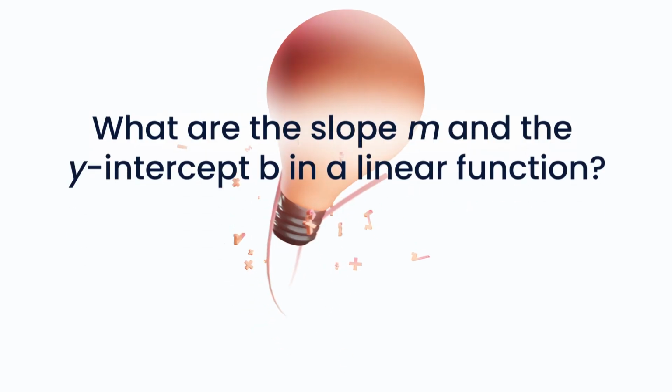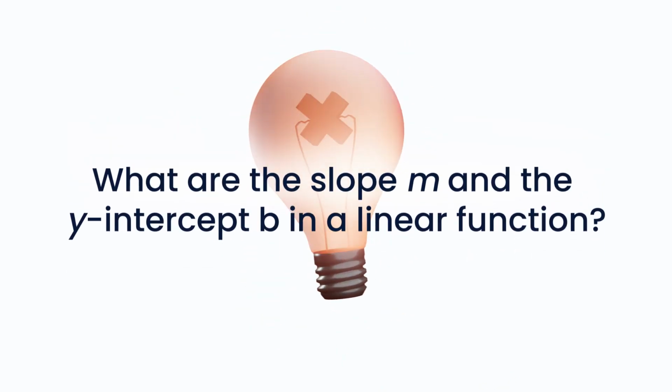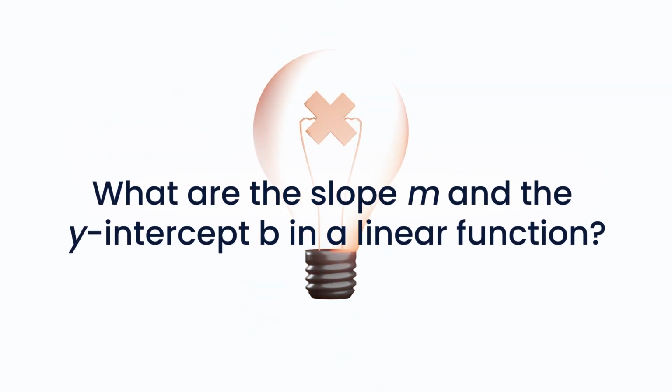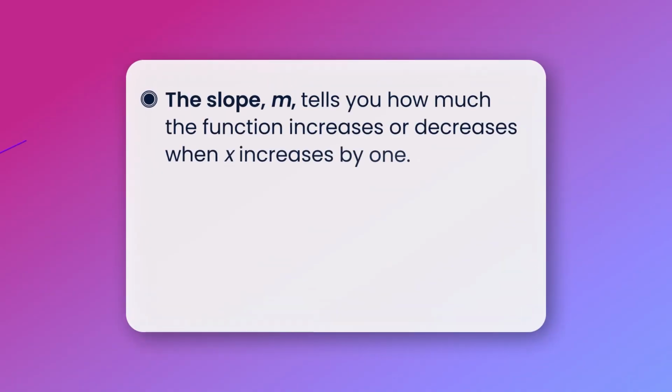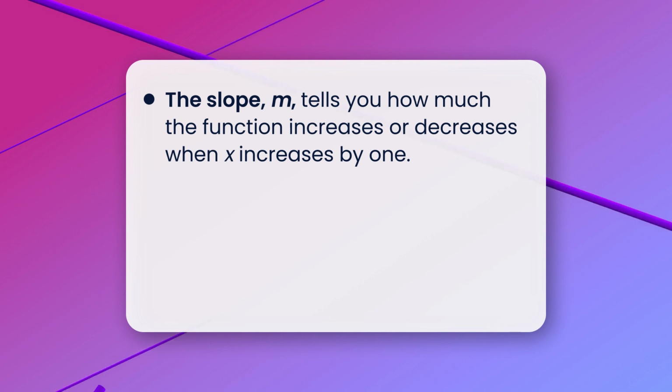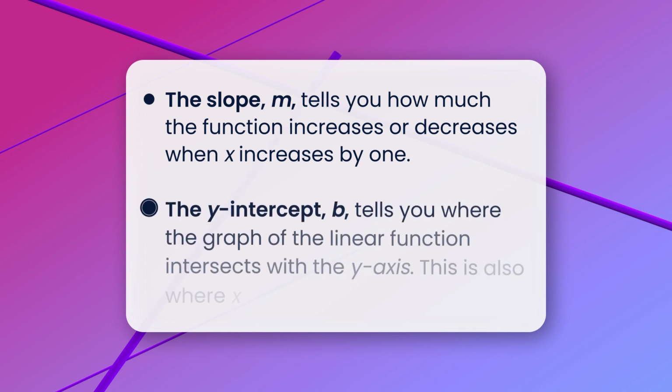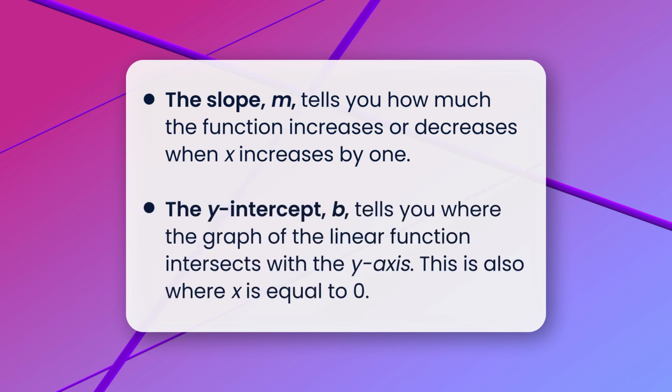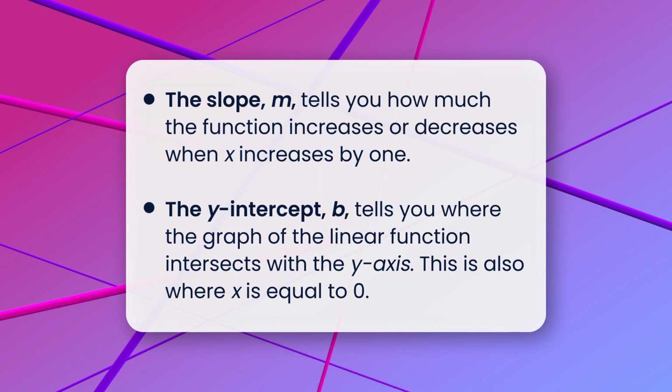What are the slope, m, and the y-intercept, b, in a linear function? The slope, m, tells you how much the function increases or decreases when x increases by 1. The y-intercept, b, tells you where the graph of the linear function intersects with the y-axis. This is also where x is equal to 0.